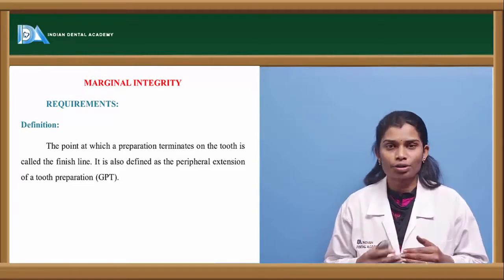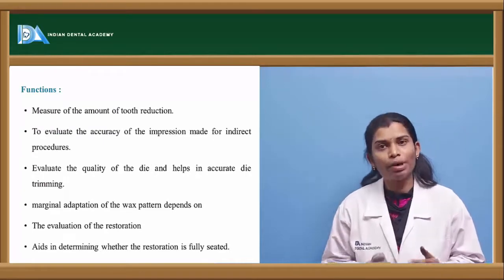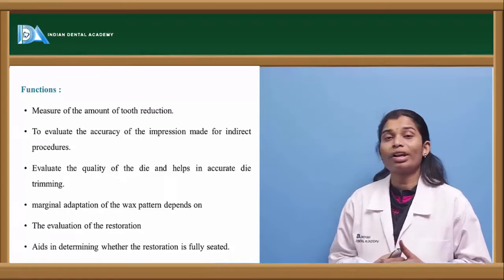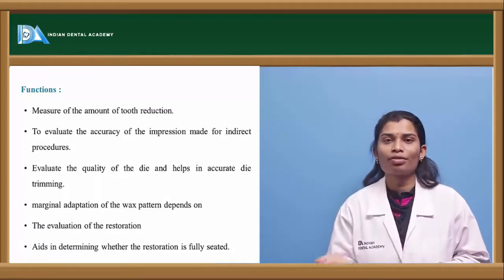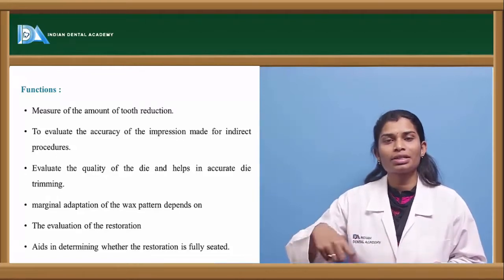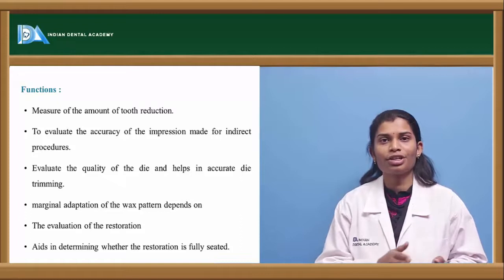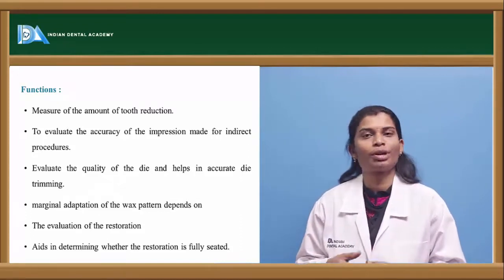Once the finish line is proper, this will help you to measure the proper amount of tooth reduction and to evaluate the accuracy of the impression made. So once you make an impression, if there is a proper finish line, you can actually assess the condition of the impression in relation to the finish line. If the same finish line is duplicated in the impression, then yes, your impression is correct.